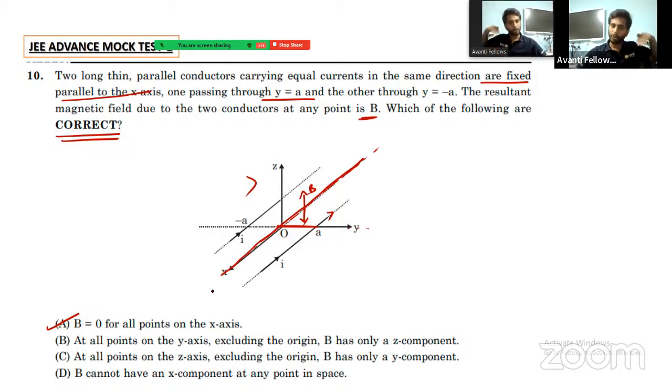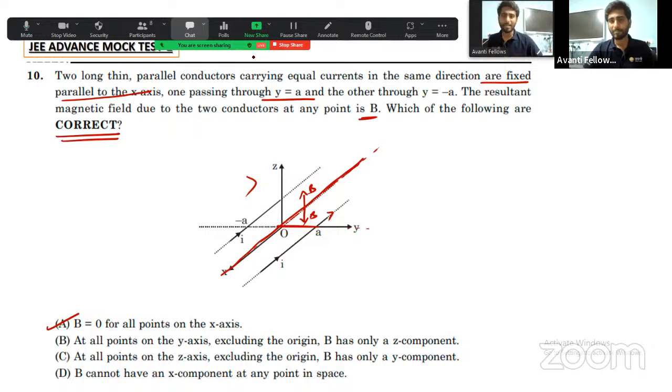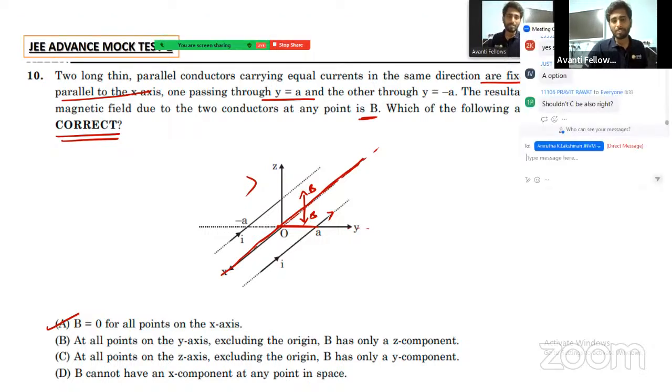Now tell me, throughout this x-axis, the magnetic field value will remain same or different? Same होता है क्या different होता है? करंट तो सेम है, अब बोलो.